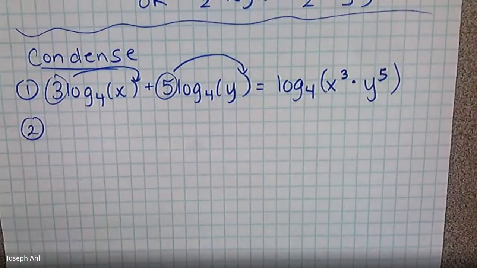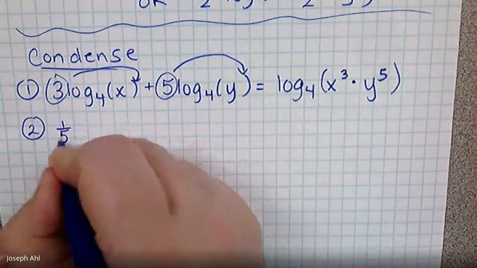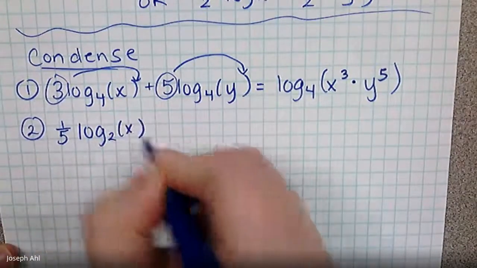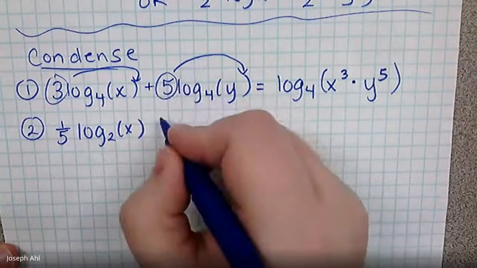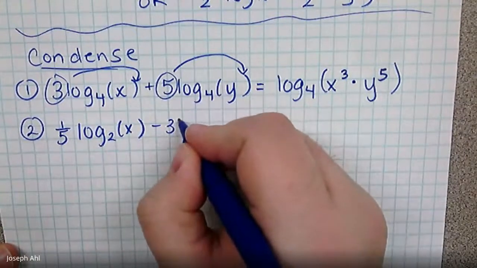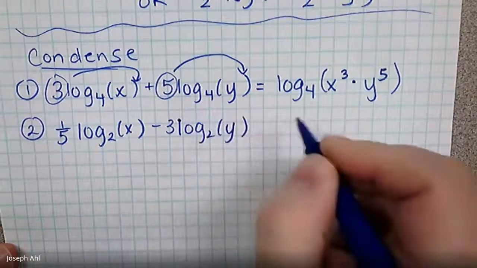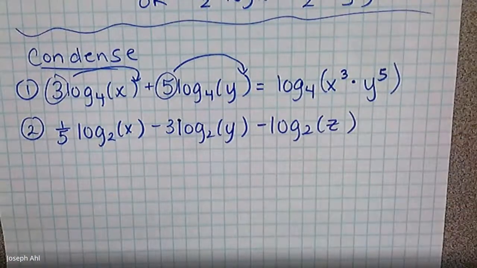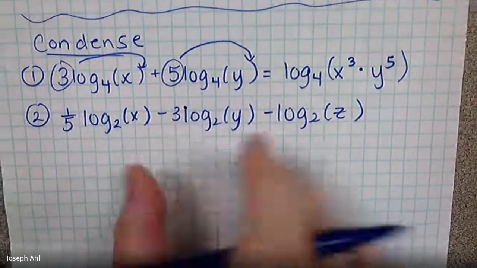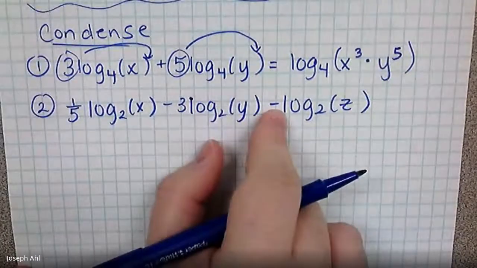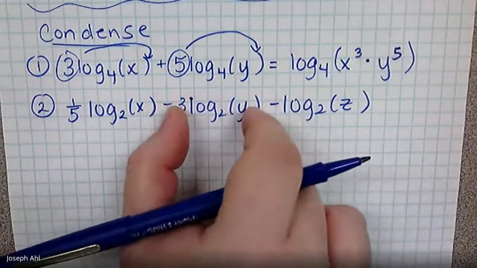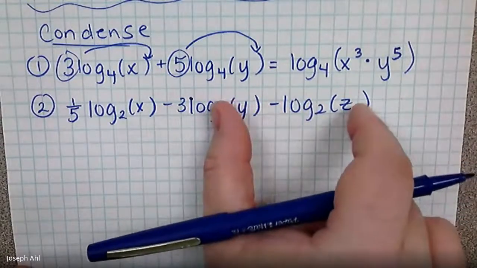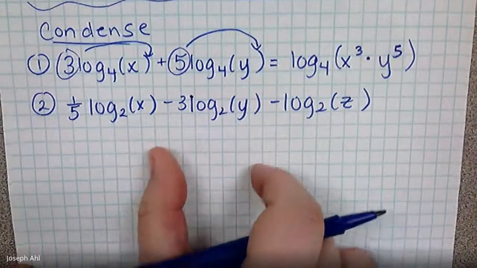Let's try something. This would be the last one, actually. Let's do 1/5 log base 2 of x. And then we'll do minus 3 log base 2 of y. And we'll throw in another minus there, log base 2 of z. Okay, for this last one here, when you have those two minus signs, you're going to think about, well, minus when I condense is division. And since we're subtracting this and subtracting this, both of these terms, when I condense, will just go into the denominator.